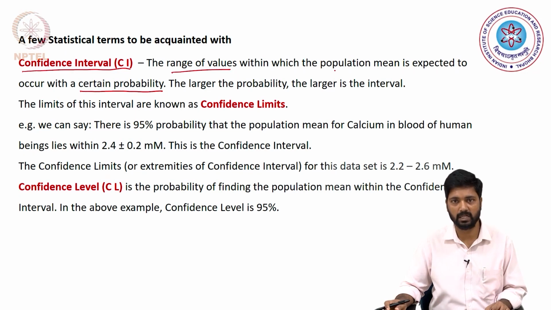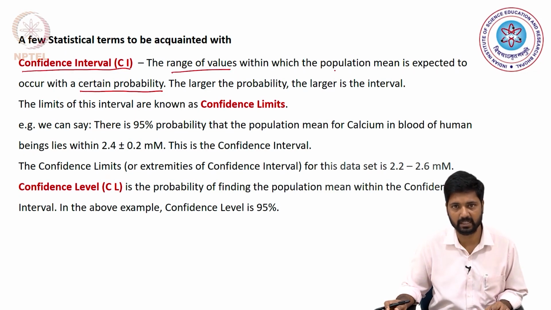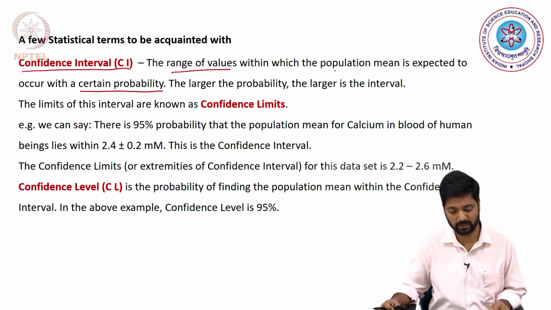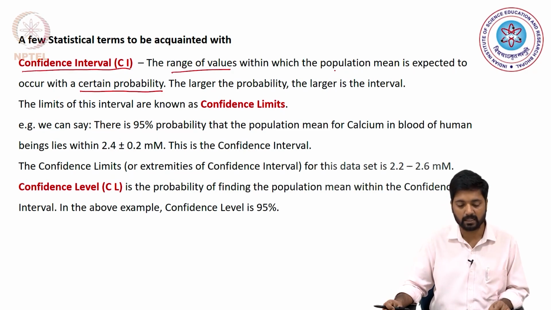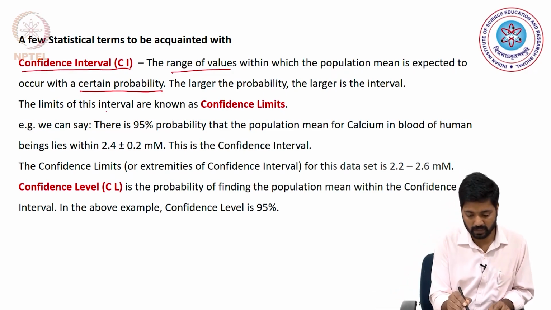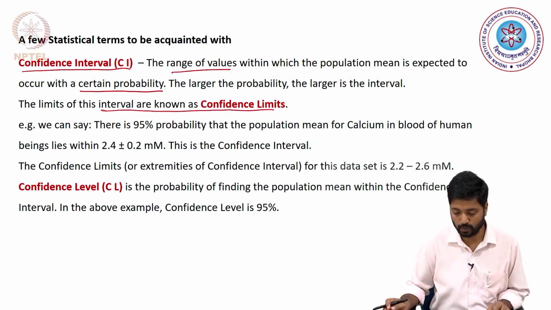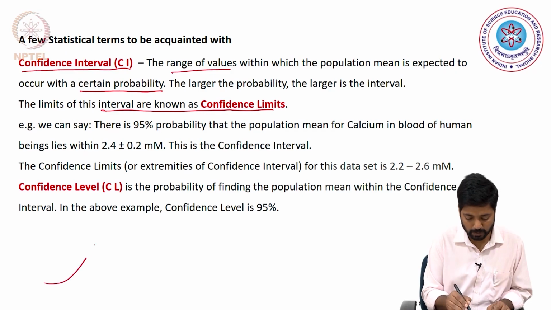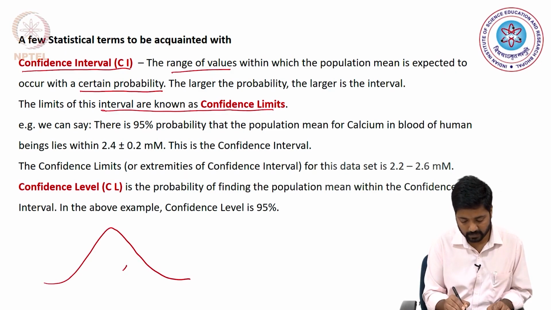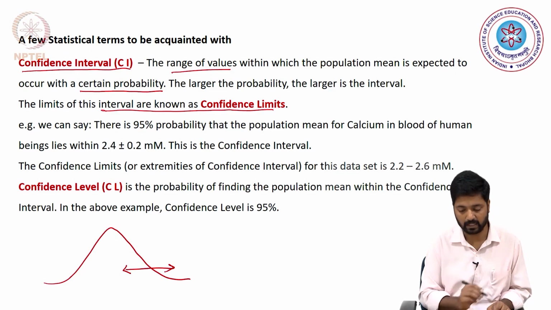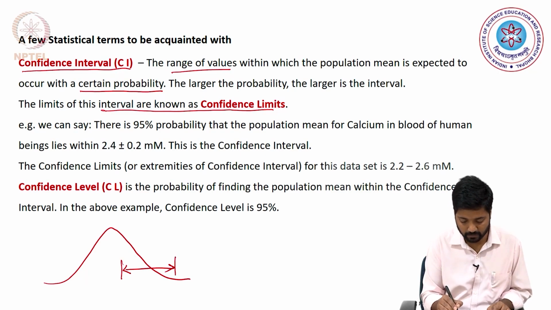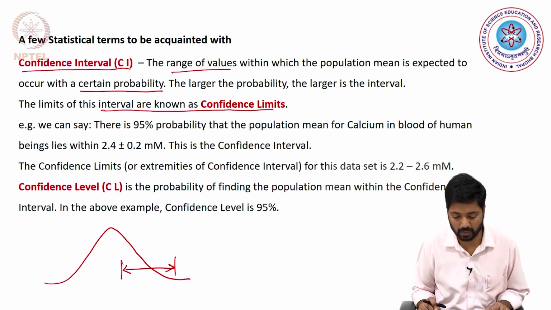This will become clear in the example that I will take in a little while. So, please bear with me, and the limits of this interval are known as the confidence limits. So, if I draw a Gaussian profile, I can find a confidence interval, and the limits of this interval are what is known as the confidence limit.